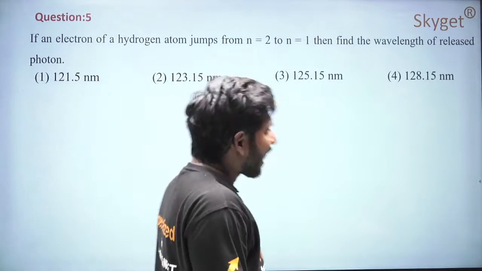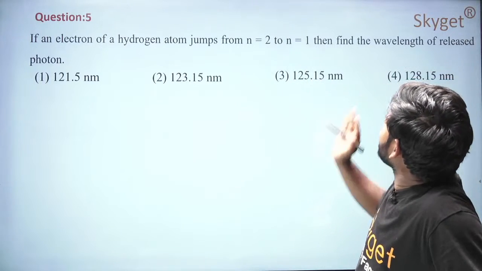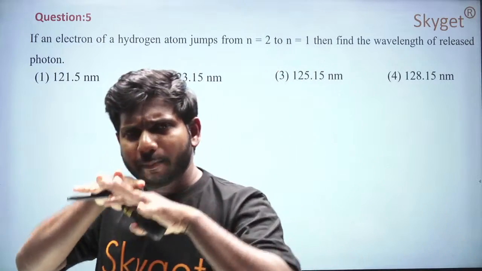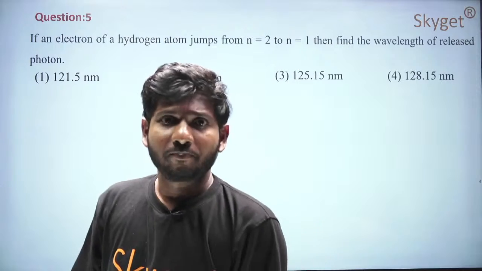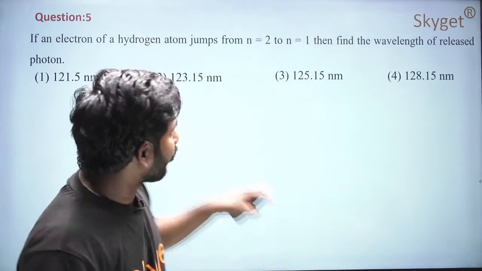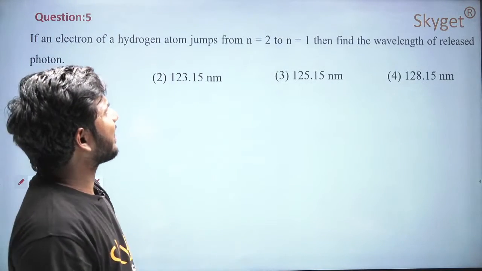What is the next question? If an electron of a hydrogen atom jumps from n equal to 2 to n equal to 1, then find the wavelength of the released photon. This similar kind of question has already appeared in the previous shifts as well. Not exactly the same question, but the concept is based on this question. So what did we discuss there, students?